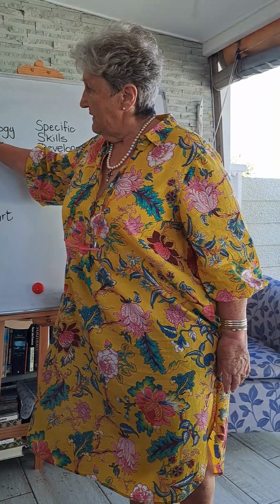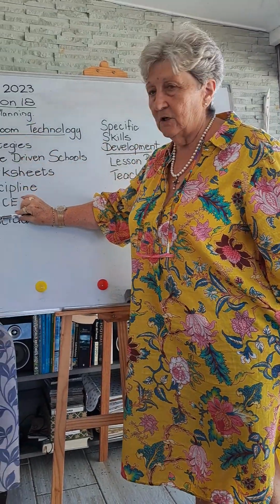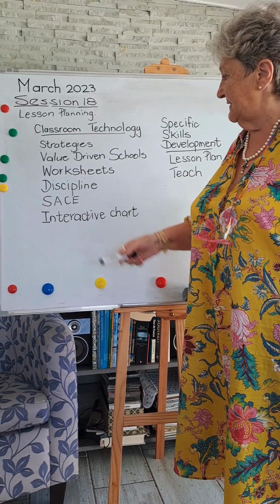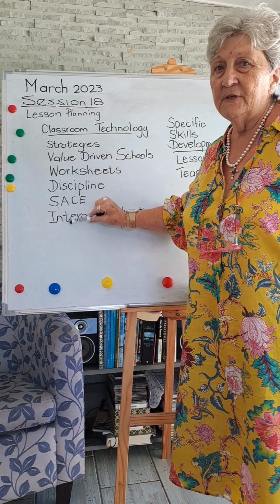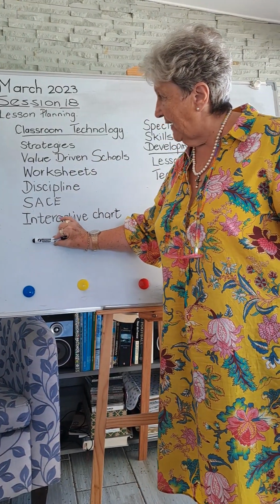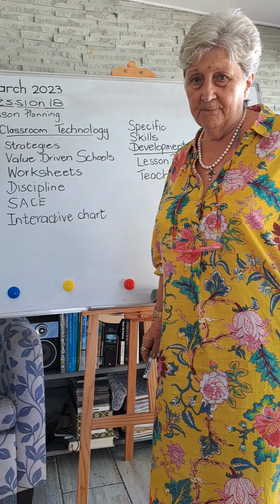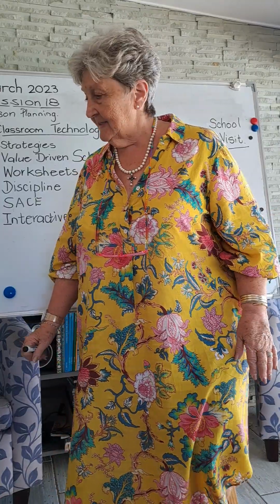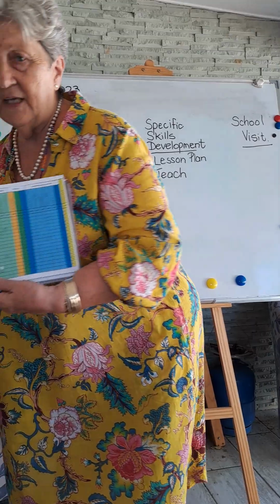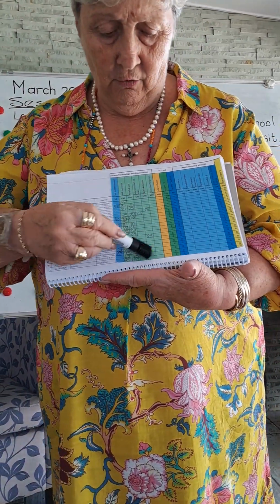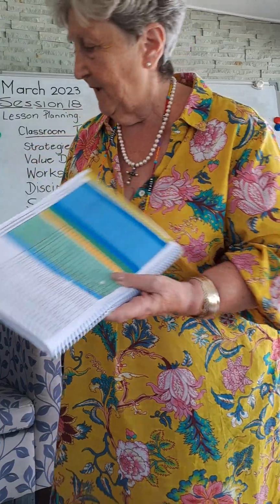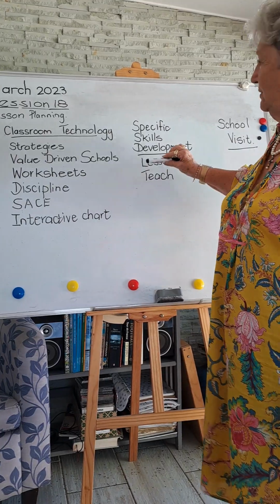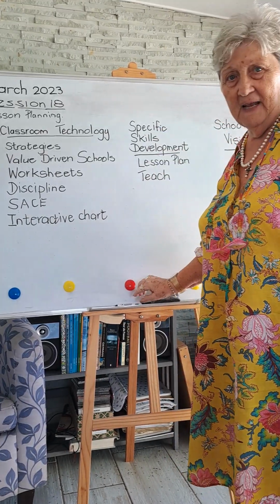So, all the assignments that you've had here in classroom technology, your ones on worksheets, your ones on SACE, your one on interactive charts, all those you are given marks for. And then the marks are at the end of your classroom technology. Now, I wanted us to be finished today with classroom technology, but if you have a look at my mark book here, you will see that there are still a whole lot of empty spaces of people that haven't handed in yet. So, let's now have a look at our specific skills development.